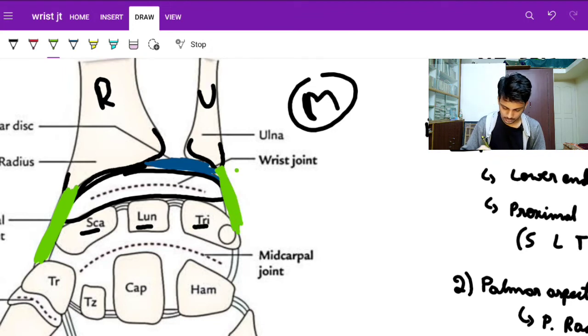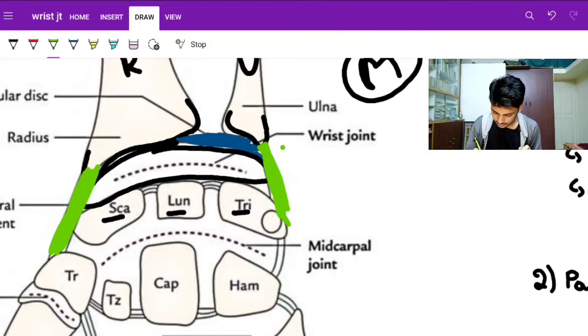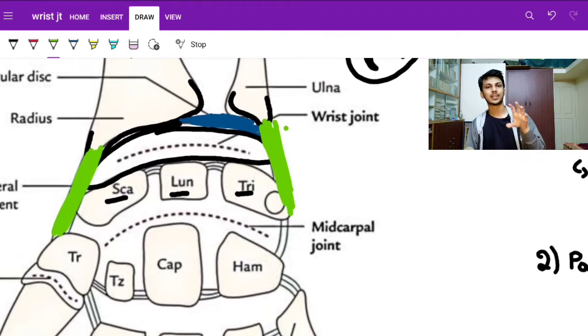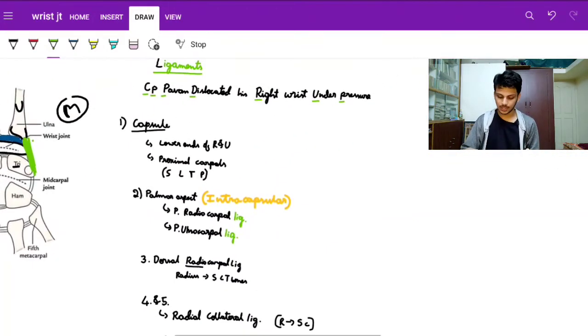See here, from radius the radial collateral ligament is coming and getting attached to the scaphoid bone mainly, and there is some attachment to this trapezium bone, and this is the ulna to triquetral bone basically. Triquetral and pisiform, that pisiform bone lies over the triquetral bone, so it is getting attached to the triquetral and pisiform, both of them. Okay, those were the ligamentous attachments.